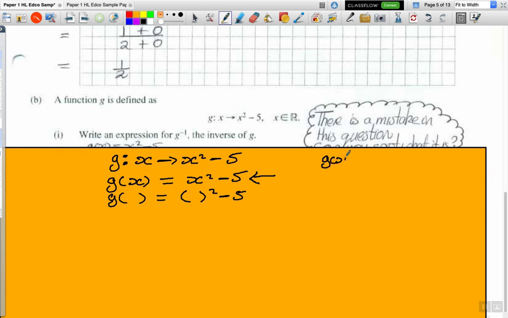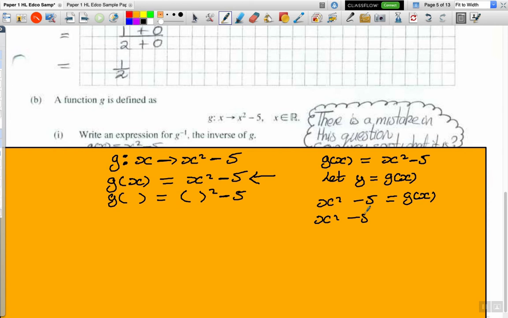So we've got g(x) = x² − 5, and when we are looking for an inverse we let the value y equal g(x). So therefore x² − 5 is equal to g(x). So now we've got x² − 5 = y, and then we isolate the value of x. So x² = y + 5, and then x is equal to the square root of y + 5, but don't forget it's plus or minus.